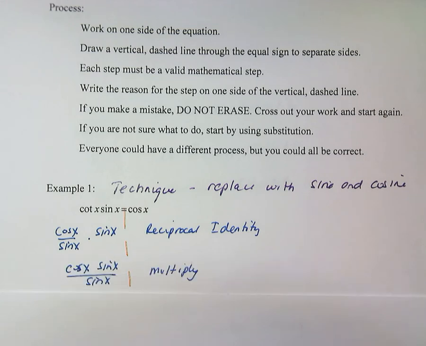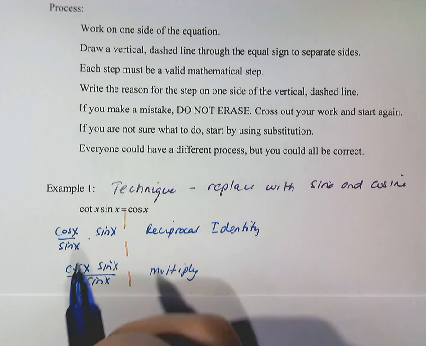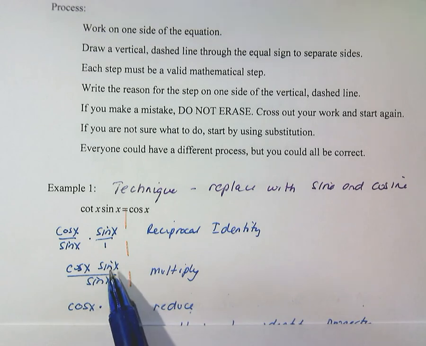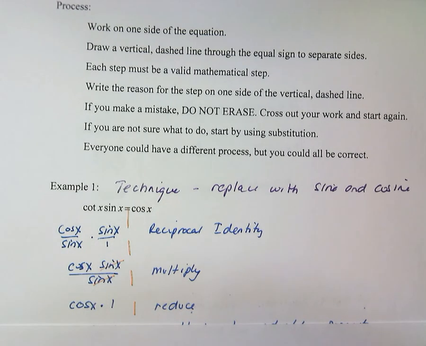My next step, I can multiply. When I'm multiplying a fraction, this is over 1. So cosine multiplied by sine divided by sine multiplied by 1. My reason for this is I am multiplying. My next step is I'm replacing sine x over sine x with a 1. That's reducing that to get a 1. Some of you think of it as, well, if it's the same thing in the numerator and denominator, I'm canceling those out. So I end up with cosine x. And for me, cosine x multiplied by 1 is cosine x because I'm using the multiplicative identity property.